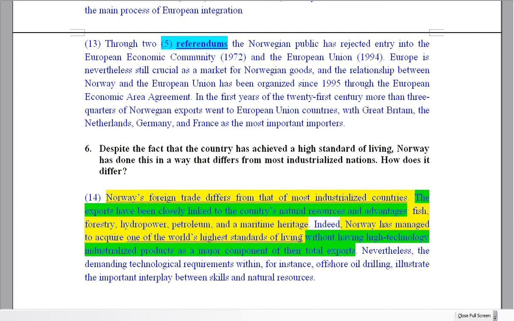High standard of living. How? Without having high technology, industrialized products as a major component. So that's also an answer. They've used their country's natural resources very well, and also they haven't had to use high technology industrialized products. So two answers are possible here. But with questions like this, be careful not to just repeat the question. If you write that, you're repeating a bit of the question. And if you write this, you're repeating a bit of the question. Make sure you answer the question and don't just give a paraphrase of the question.